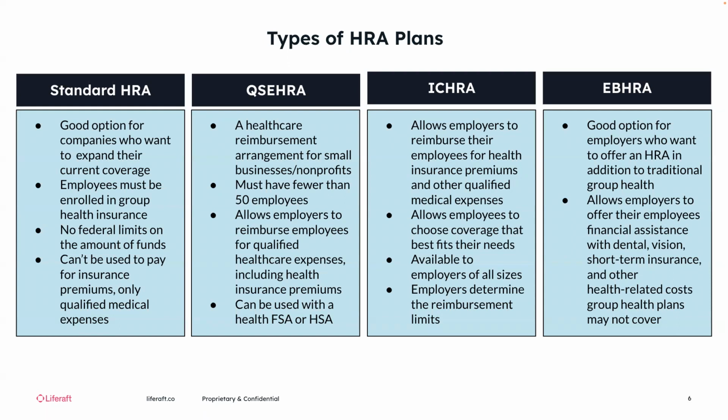Now, there's a fourth account type, which is called an EB HRA, or an expected benefit HRA. This is very similar to the standard HRA, but it is going to allow you to also help cover dental, vision, and other short-term types of insurance. An expected benefit HRA allows you to contribute in a tax-advantaged way towards your employees' purchase of things like dental and vision.